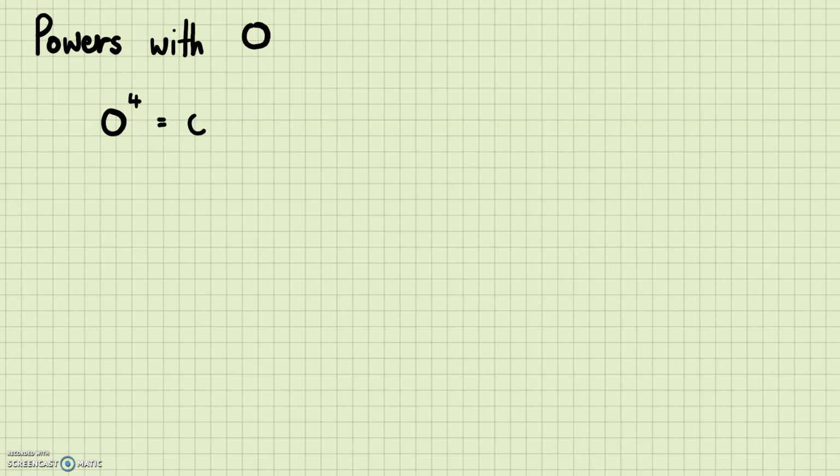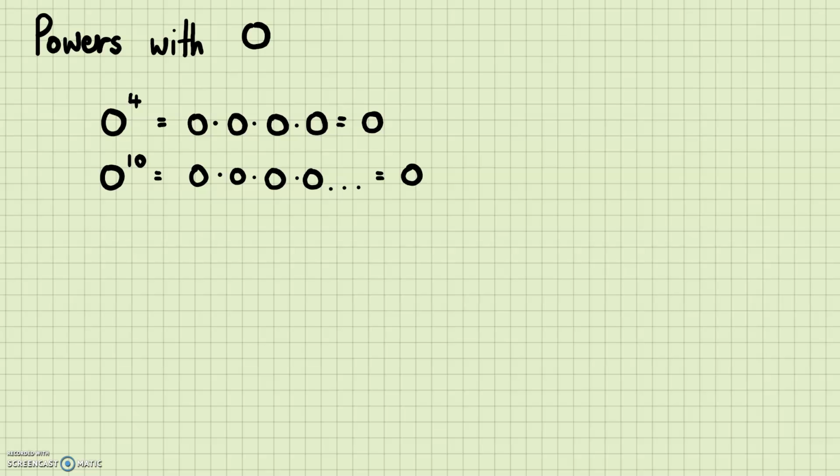That just equals, you're multiplying zero four times. So it's just going to equal zero. Right? And then this would be true for any power of zero. No matter how many times you multiply zero, you're always going to get, I'm not going to write 10 zeros here, but you're always going to get zero as the answer. Right? So zero to any power is going to give you zero.